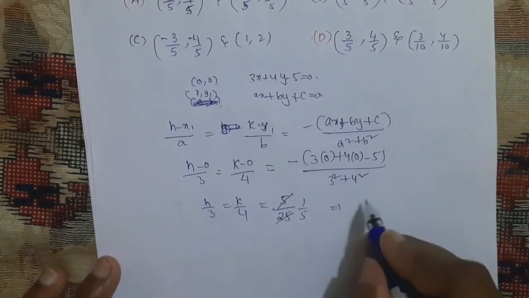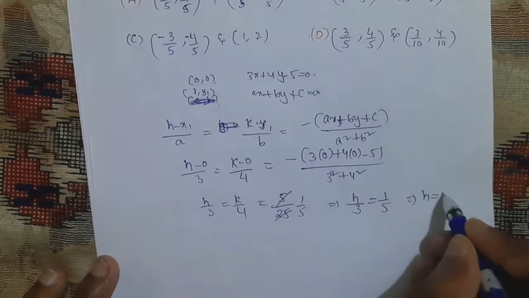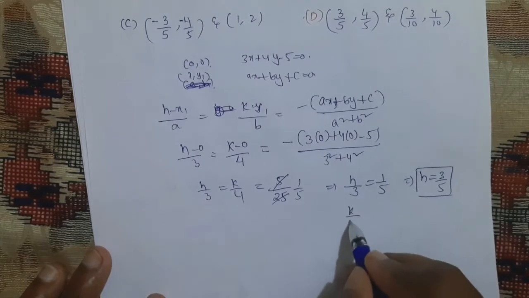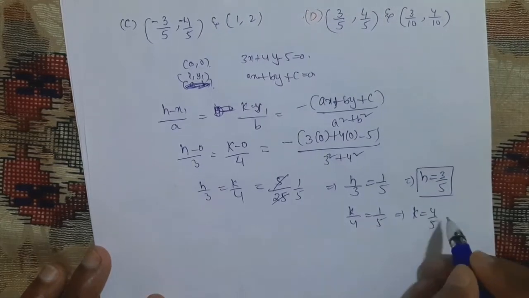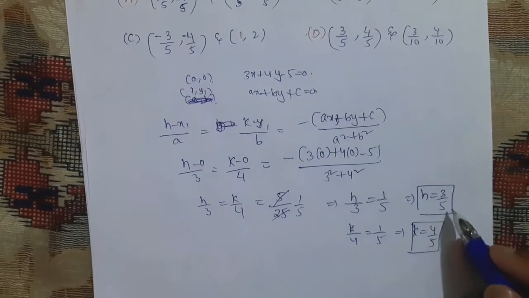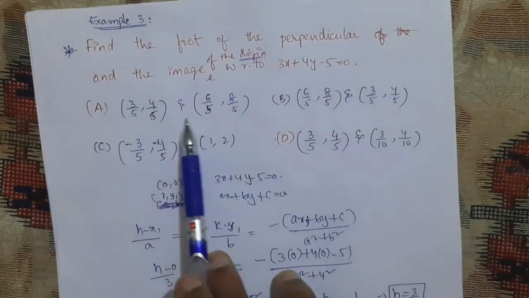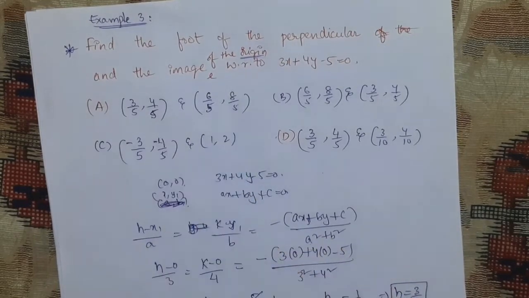Now I will equate these. h/3 = 1/5, that means h = 3/5. Here k/4 = 1/5, that means k = 4/5. Now if you observe, the (h, k) values are (3/5, 4/5). Here option A and option B are also correct, but we need to find the image also.